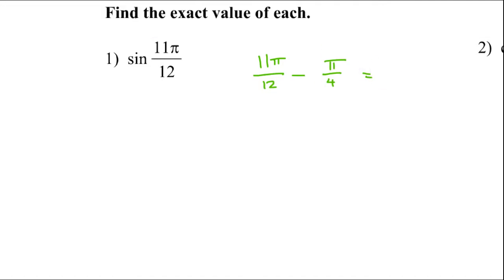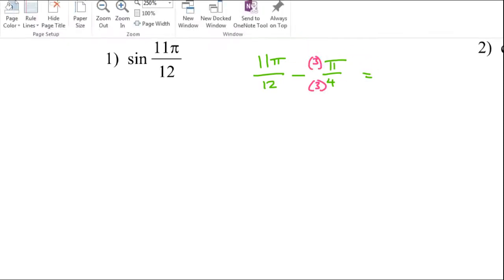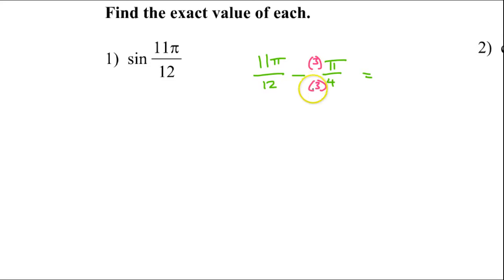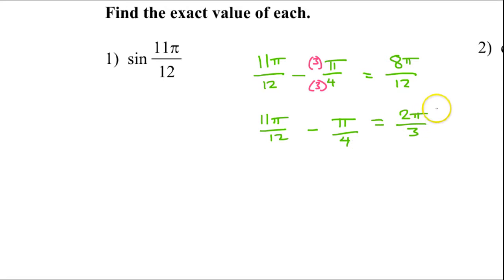So if I wanted to subtract pi over 4, I need like denominators, so I'm going to have to multiply by 3 in the numerator and the denominator. Now, 11 pi over 12 minus 3 pi over 12 is 8 pi over 12. And that reduces down to 2 pi over 3. So therefore, I have 11 pi over 12 minus pi over 4 is equal to 2 pi over 3.